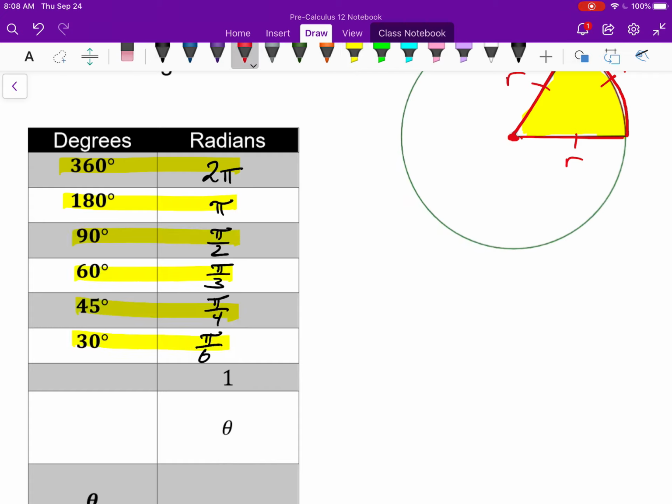I cannot stress the importance of memorizing these as soon as possible. Honestly, what is there? Six. Memorize them. I mean, it really shouldn't take you long at all to memorize. You just have to make a point.